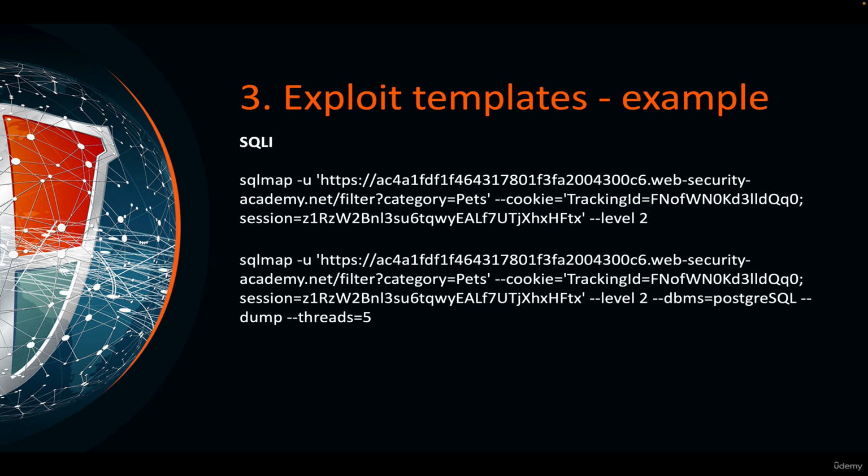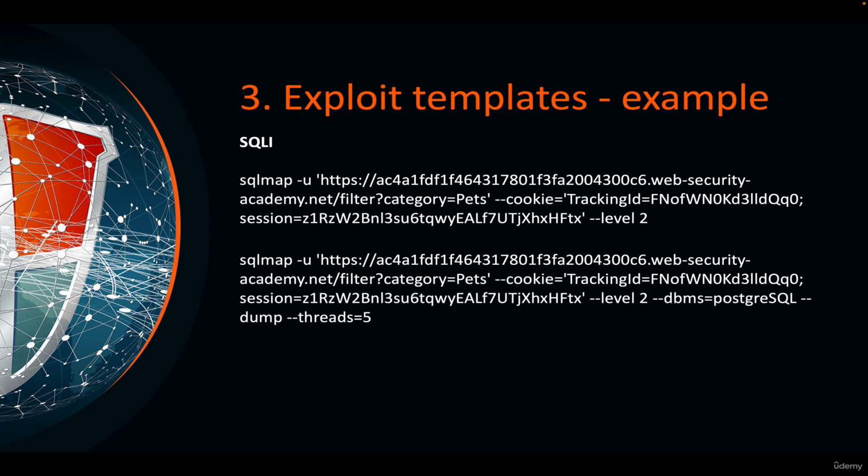Now, on SQL injection, these two commands should be sufficient, right? I've taken those from the SQL injection labs on PortSwigger, but it's basically sqlmap -u and then the URL, then the category pets followed by the tick to inflict SQL injection, and then don't forget the --cookie, and that cookie obviously needs to match your session from your lab or from your exam. And then --level 2.